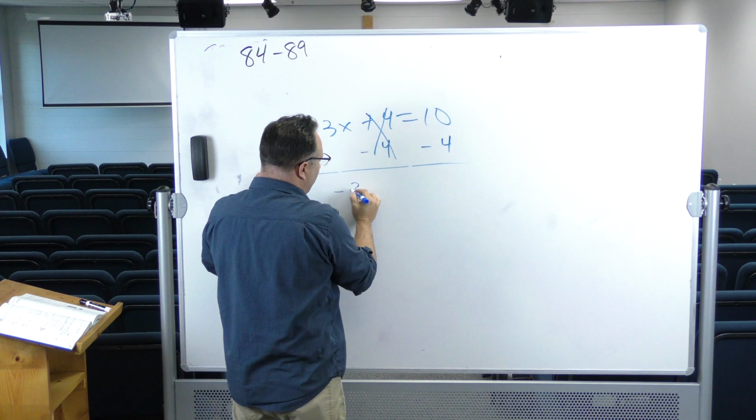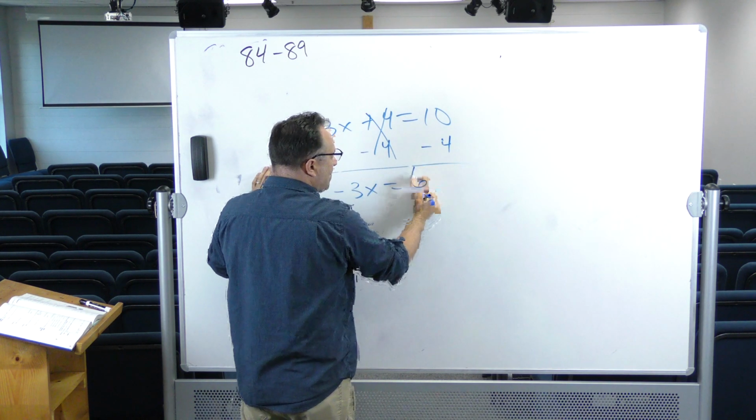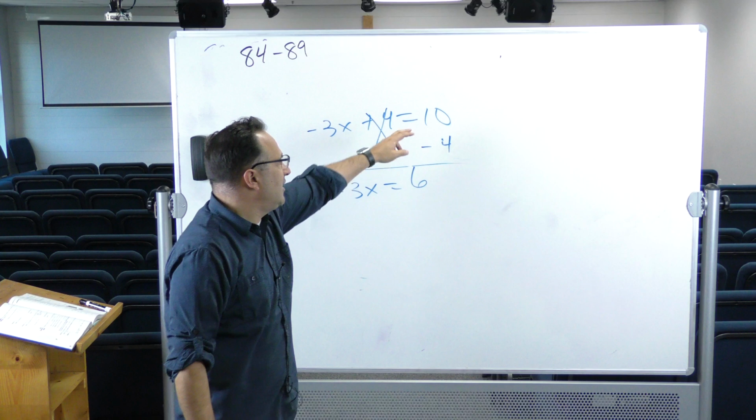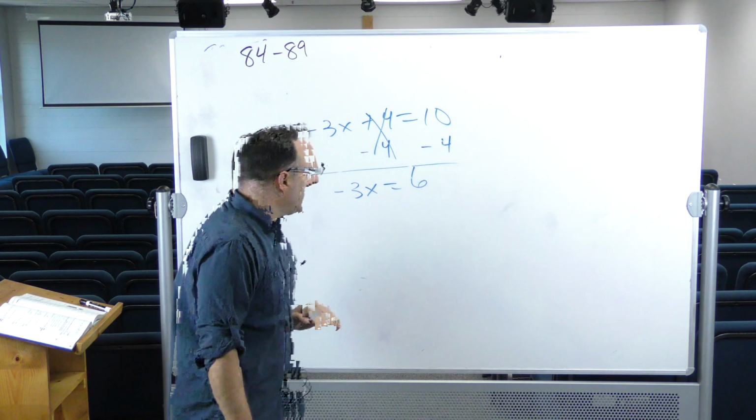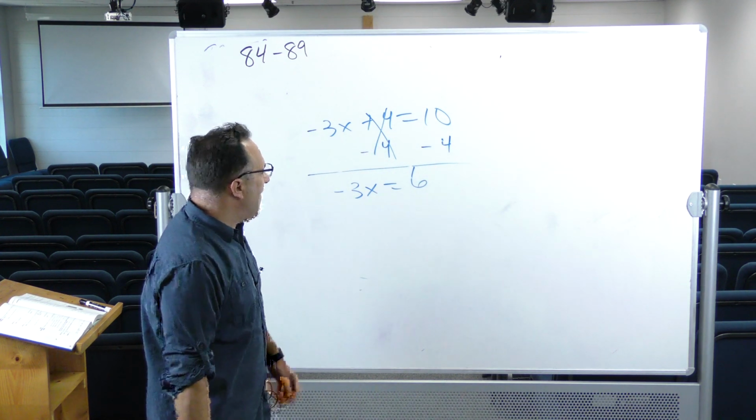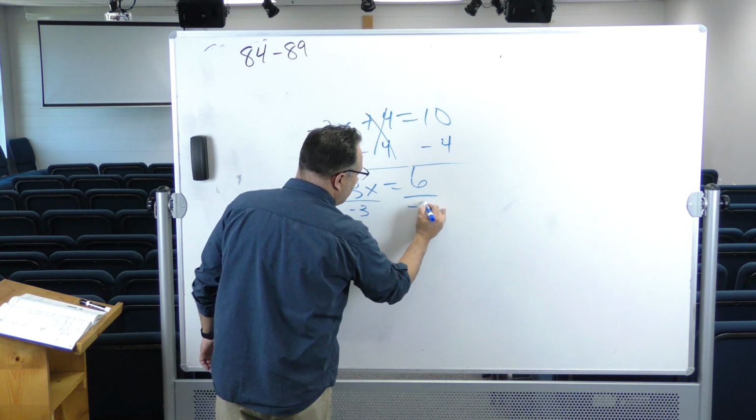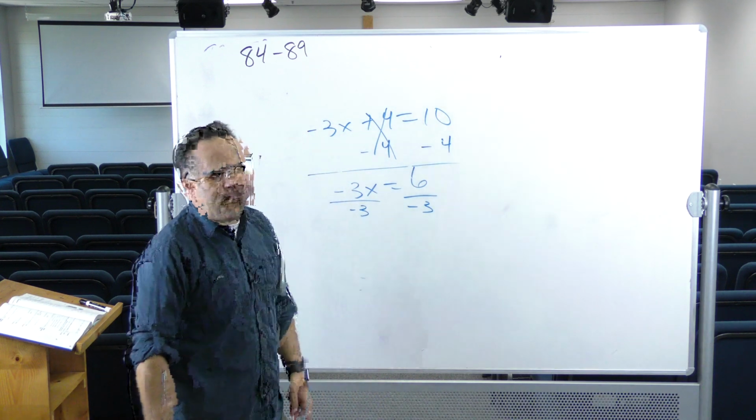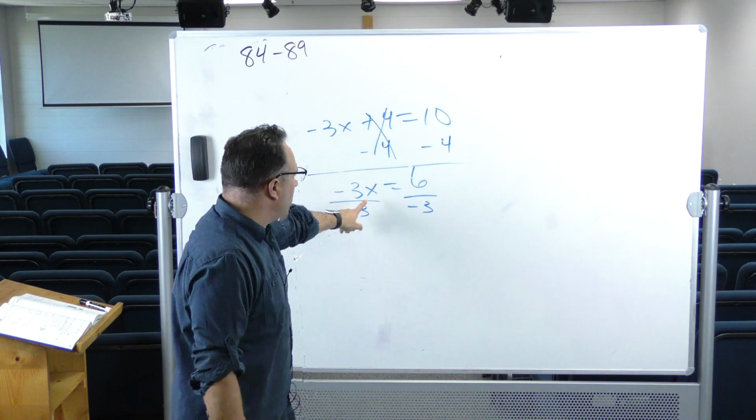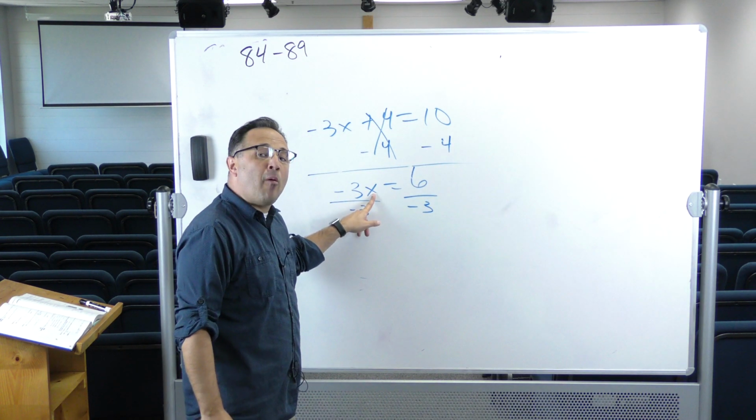Now I have negative 3x equals a positive 6, right? Because 10 plus a negative 4, or 10 minus 4, is 6. And it's positive. So now I have a negative 3x equals 6. I'm going to divide both sides by negative 3. Again, why do I divide both sides by negative 3? Because I want this x all by itself. And when I get the x all by itself, I have my answer.